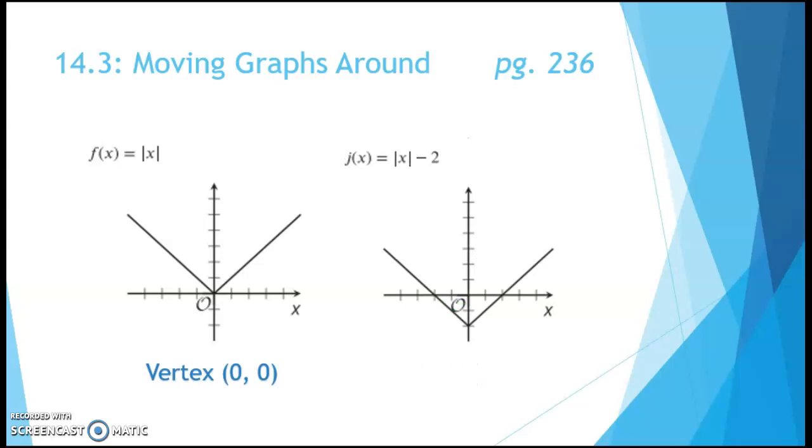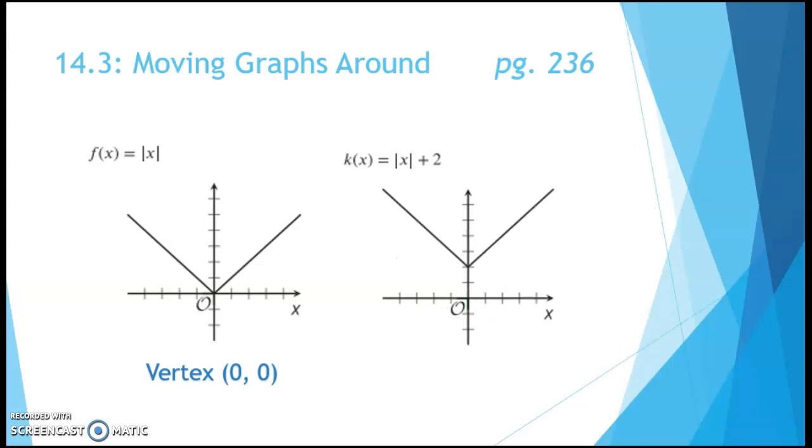The third graph we will compare is j(x) = |x| - 2. We can see that this graph changed from our parent graph to move down, and its new vertex is (0, -2). So it took our parent function and shifted everything down by 2. And our last graph is k(x), which is equal to |x| + 2. So this graph moved up 2 spots, and its new vertex is (0, 2).